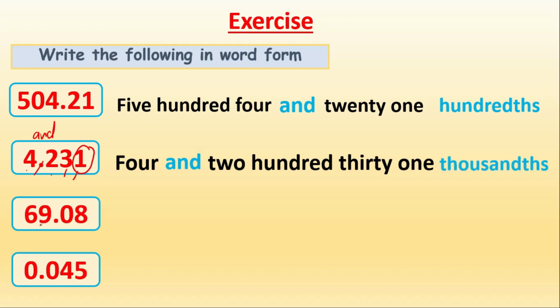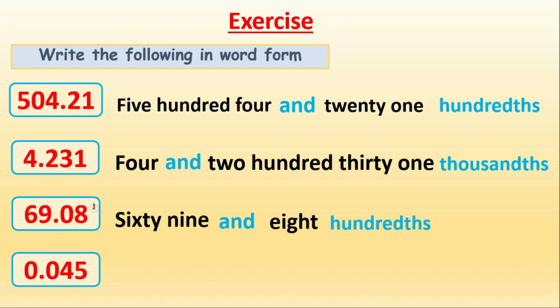Next one: 69 decimal point 08. 69 and, replacing the point by and, 69 and 8 hundredths. Okay, the place value of the last digit. The next number: 0.045. It means 45 thousandths. Here we don't have any whole part, zero in whole, so write the decimal part: 45 thousandths.